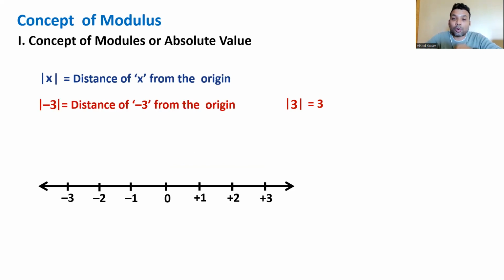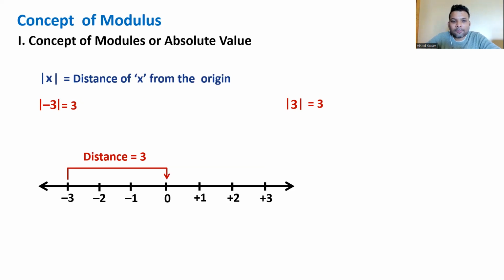What will be mod of minus 3? Yes, you are right. Distance of minus 3 from origin. Now distance, how can distance be negative? The distance of minus 3 from origin is 3 units, isn't it? Cool. Understood? Hence mod of minus 3 is also 3. I hope it is more and more convincing now why mod can never ever be negative.